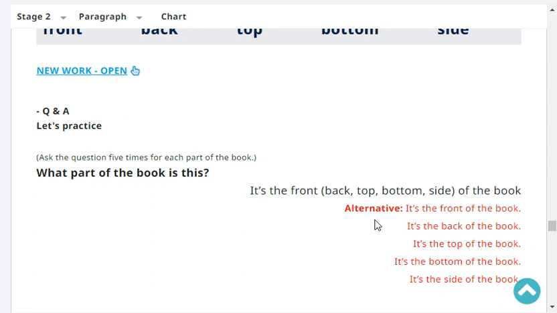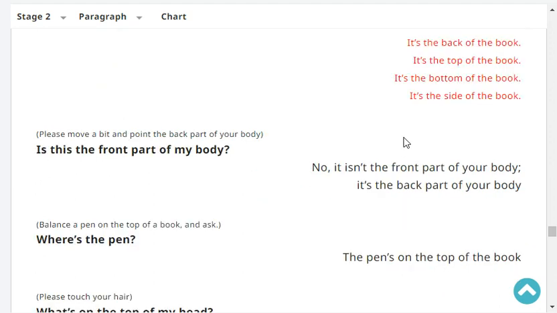What part of the book is this? It's the side of the book. What part of the book is this? It's the bottom of the book. What part of the book is this? It's the back of the book. Very good.